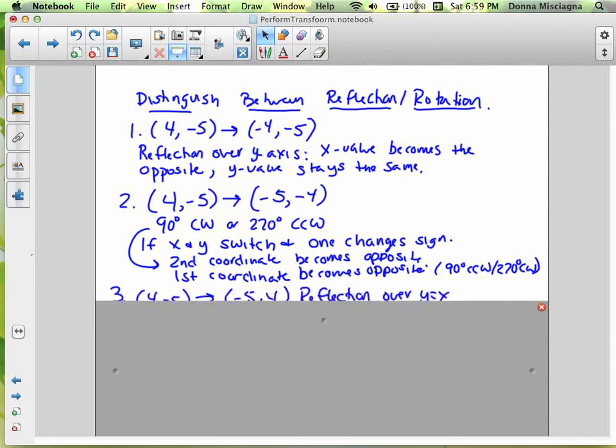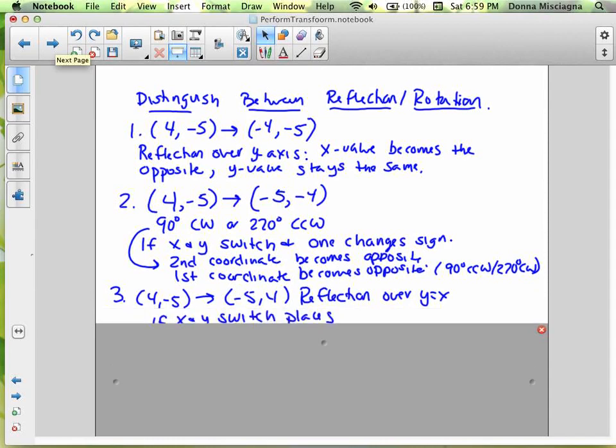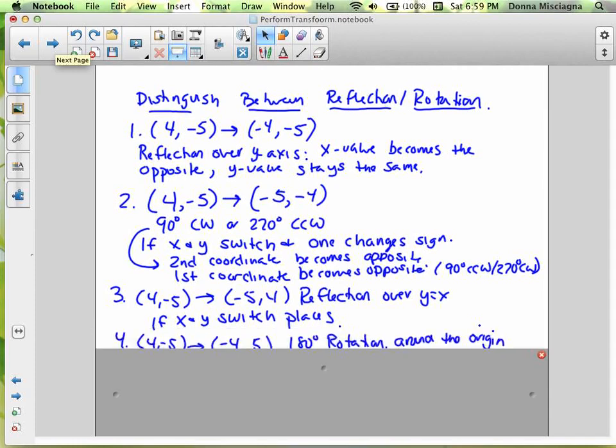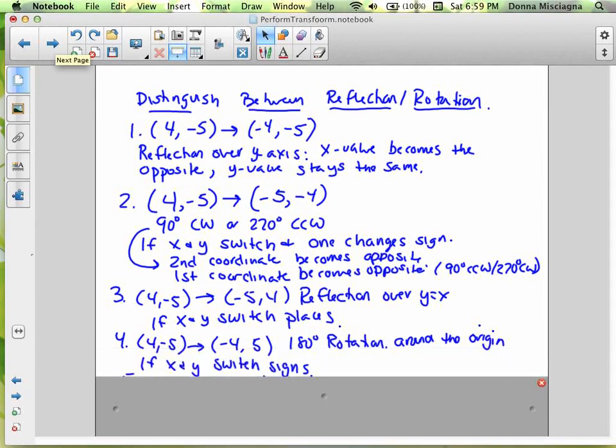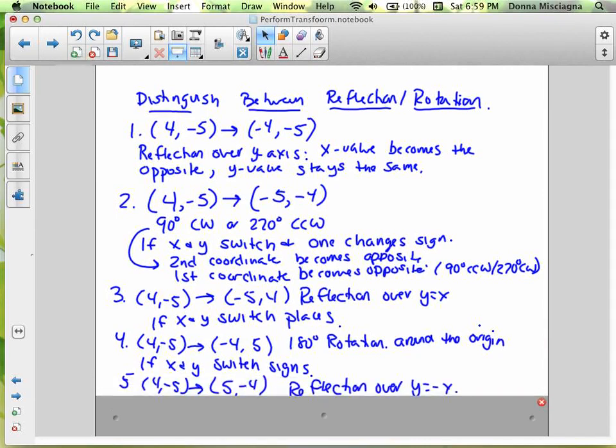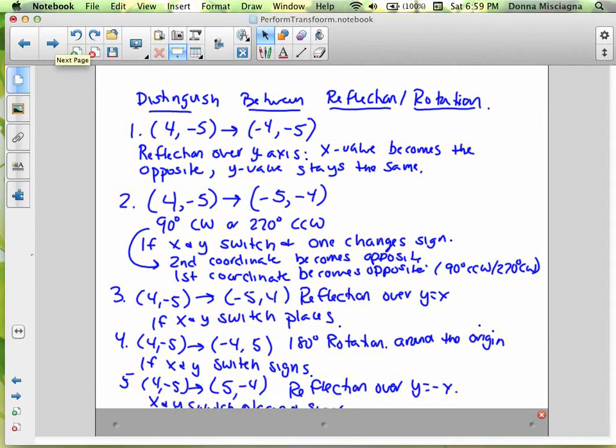All right, so what if we have (4, -5) to (-5, 4)? Notice they just switched. If they just switch places, it's a reflection over y equals x. And now we have (4, -5) to (-4, 5). If both x and y change signs and they don't switch places, then it's a 180 degree rotation. And if they switch and change signs, then it's a reflection over y equals negative x.